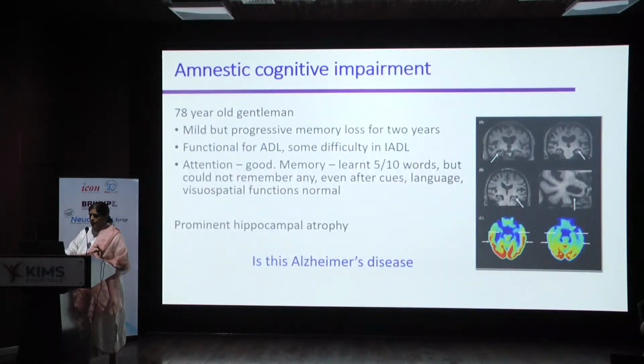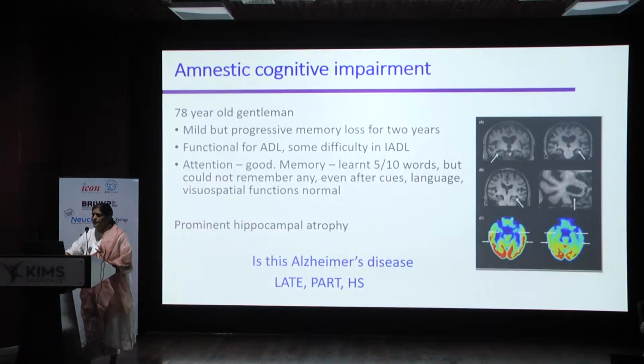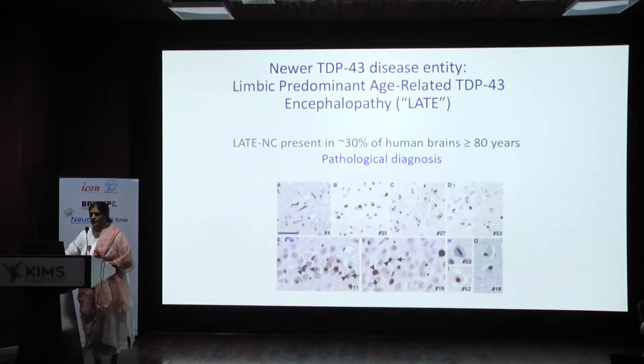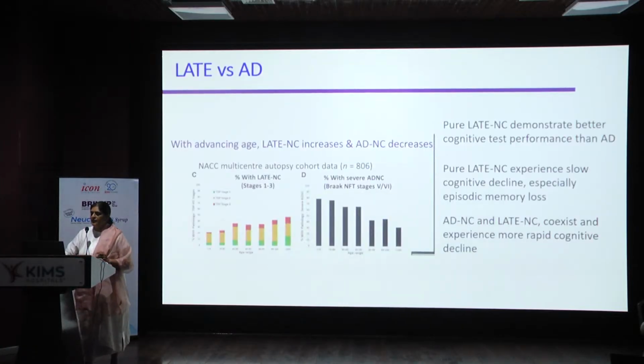Now these 3 entities, let me go there. These are people who came with progressive memory loss. Only progressive memory loss, only hippocampal atrophy, but none of them have Alzheimer's disease pathology. So far they were only pathological diagnoses, but now with biomarkers we may be able to make these diagnoses. One is called late limbic predominant age-related TDP-43 encephalopathy. This has TDP in the medial temporal lobes, and that is why it has shrunk. You can see with age, LATE goes up. With age, amyloid and tau come down. So this occurs in the extremes of age.